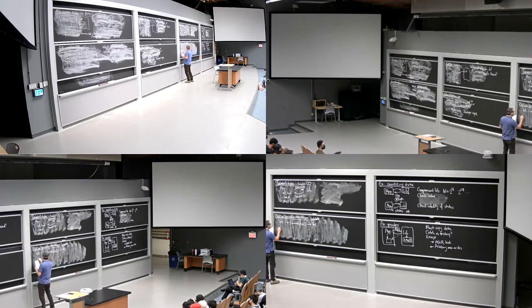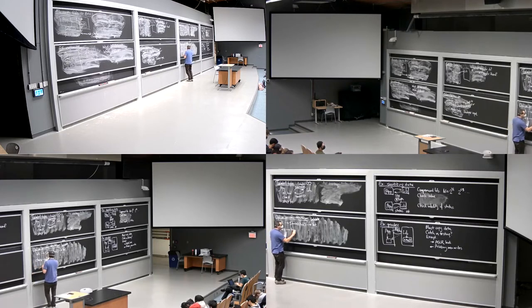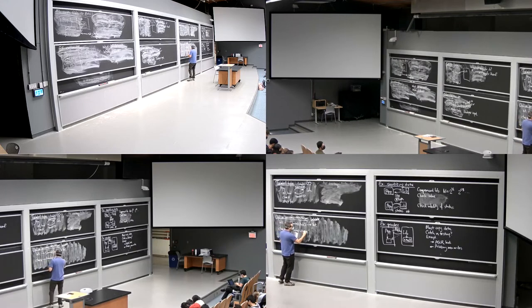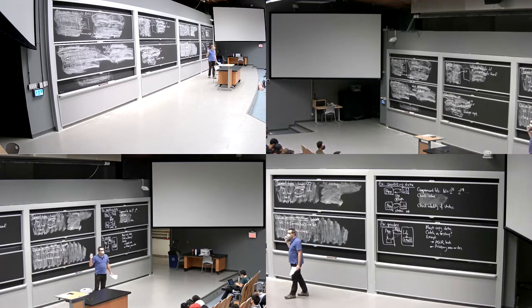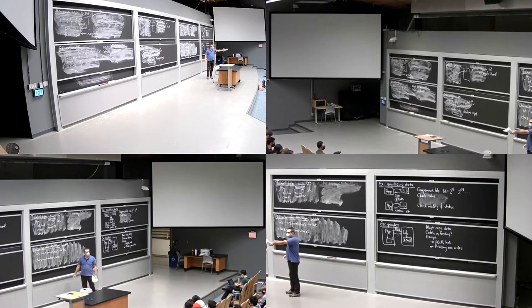Similarly, for pointers, they also have rules for going from char star to tainted char star and back. So what has to happen? If I have a char star in my application, how do I get a tainted char star to pass to the library? What needs to happen? Any guesses? Yeah?